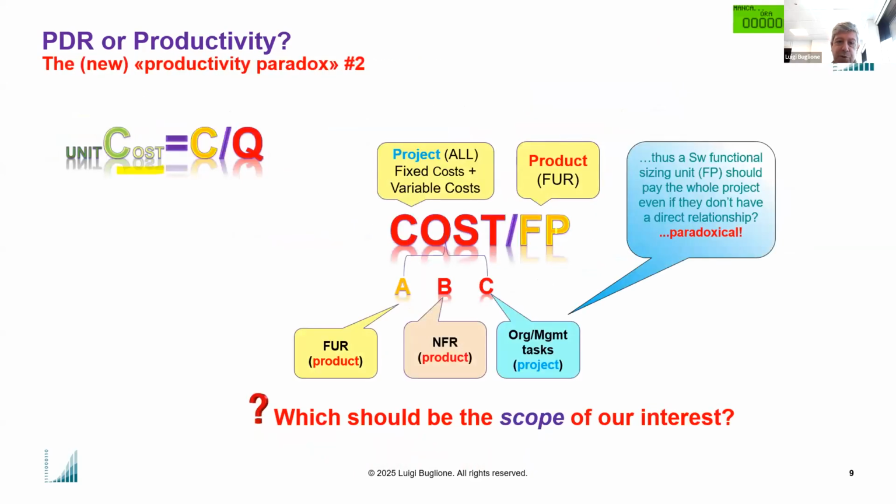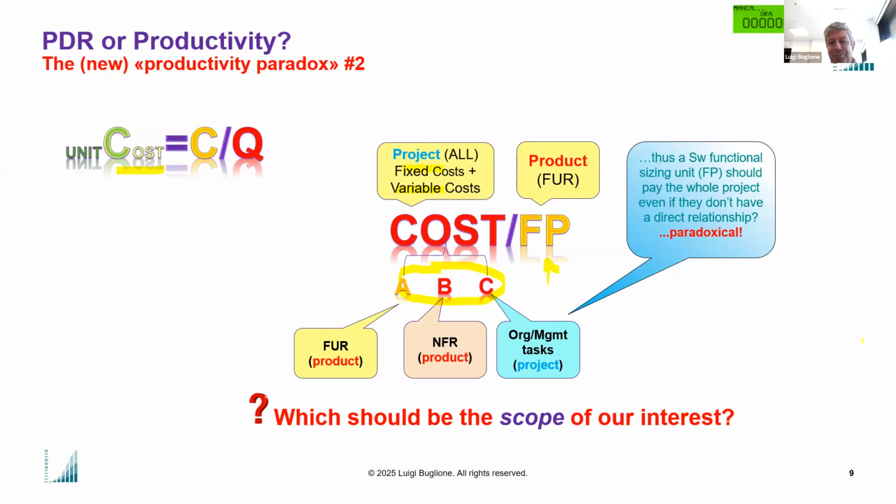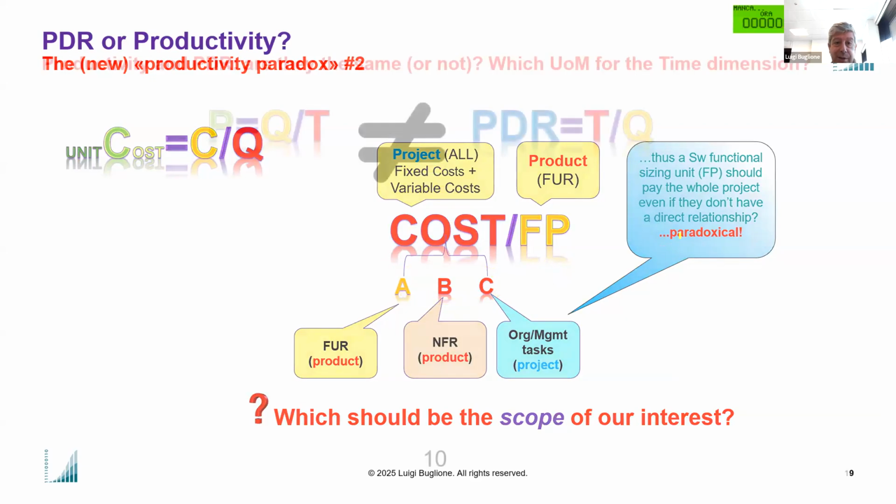If I have a cost per function point, but the cost includes fixed and variable costs reflecting all three ABC requirements and related activities, plus the fixed cost, imagine buying a software license or paying for a travel, etc. The function point number could size only the functional dimension of a functional user requirement, which is about a software product. So trying to put together these two values could be paradoxical.